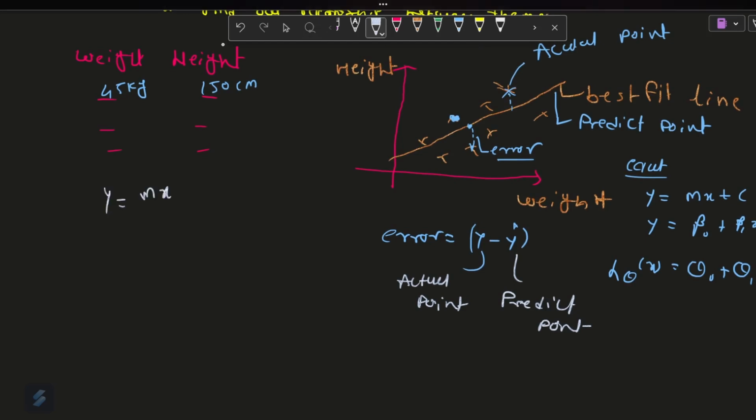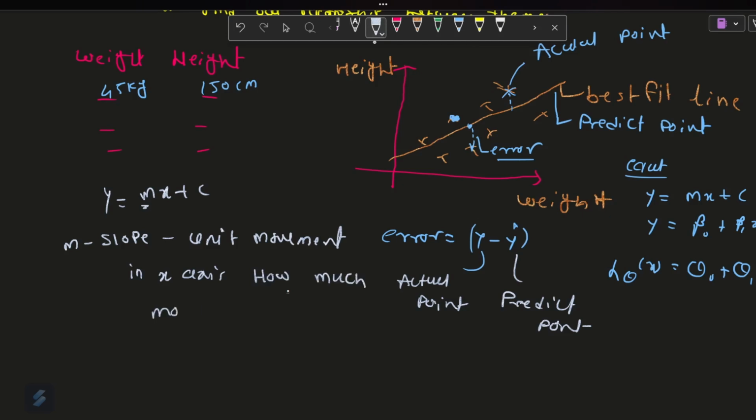So the equation is y is equal to mx plus c. In that case, what is m? m is the slope of that particular line. Slope is basically the movement in the y-axis for a unit movement in the x-axis.